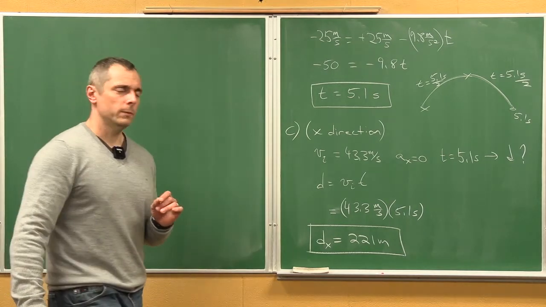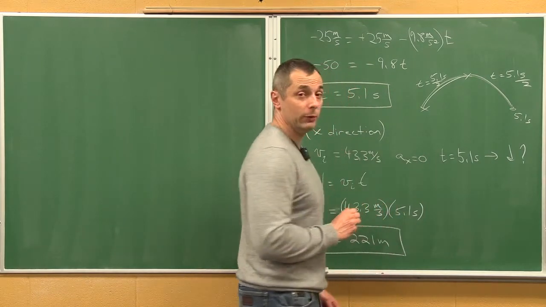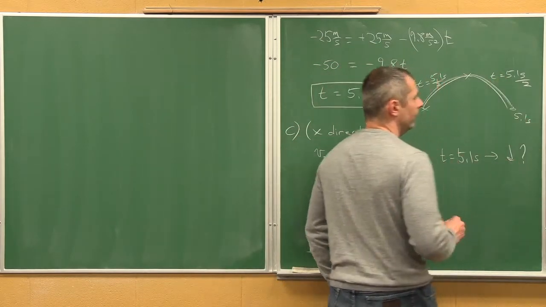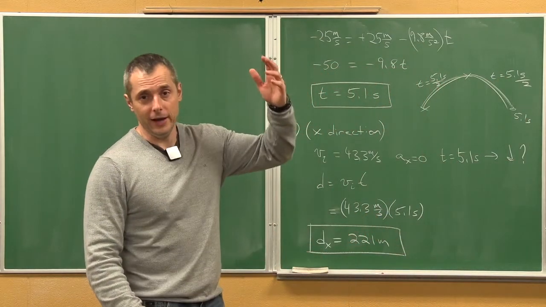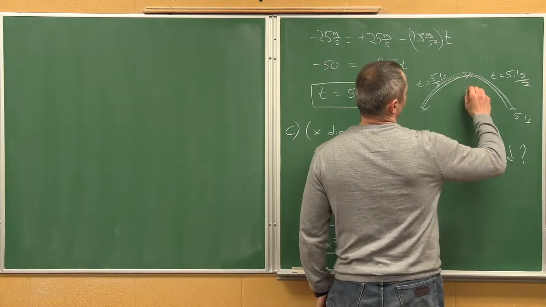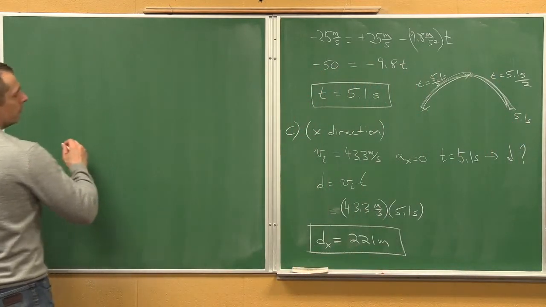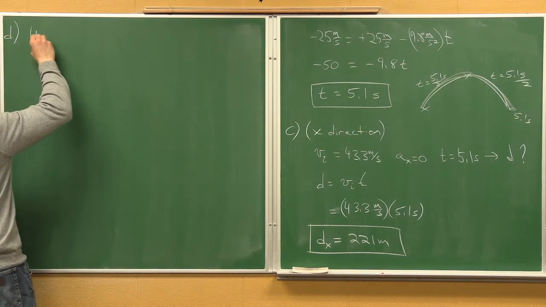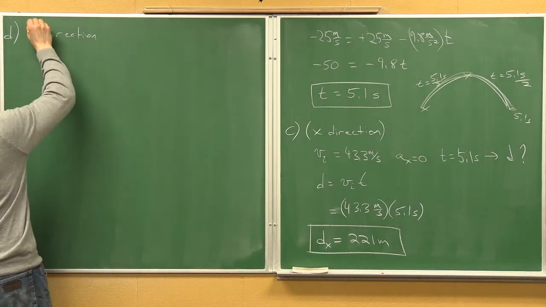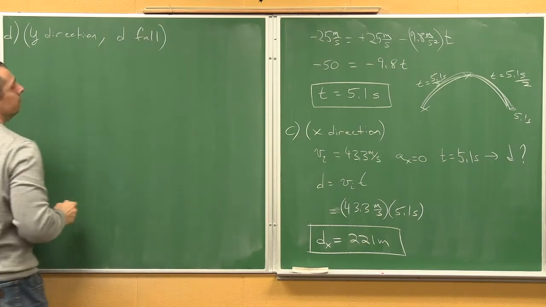So what we could do is either find the distance that the projectile rose, and that would give us the correct answer, or find the distance that the projectile fell, and that would also be the height that it came from. It's a little bit easier, a little bit less calculating, if we find this distance. So for part D, first of all, remember that I'm in the y direction. That's the maximum height, y direction. And I'm going to find the distance of the fall rather than the rise.